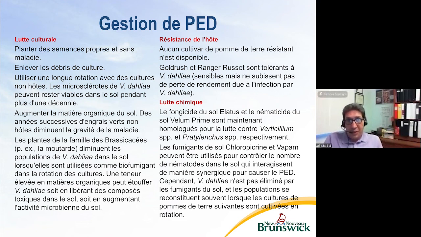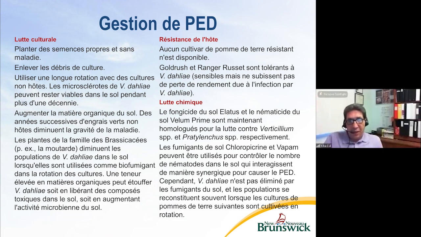Host resistance is another option, but there are no resistant potato cultivars available for early dying. Goldrush, Russet Ranger, they are tolerant to Verticillium. That means they may show symptoms, but they don't suffer yield loss due to Verticillium dahliae.